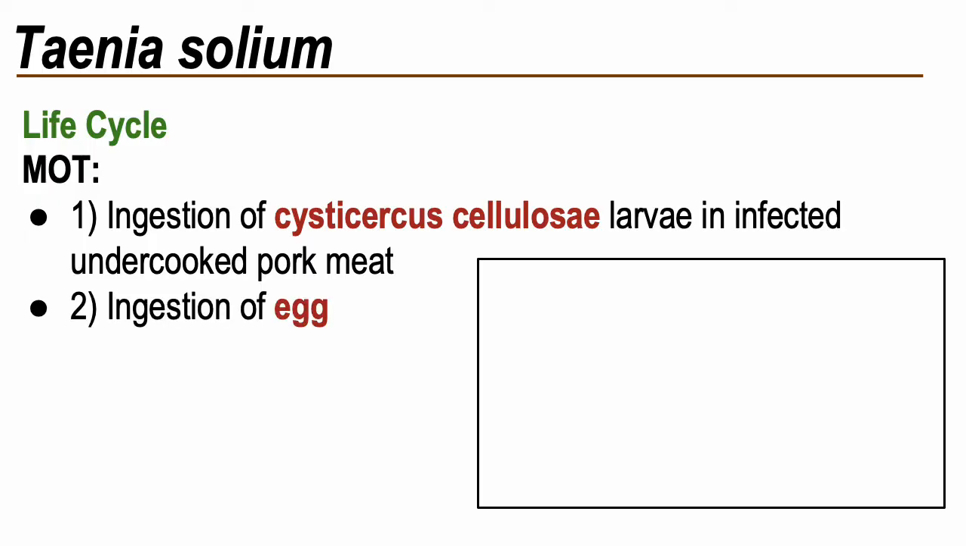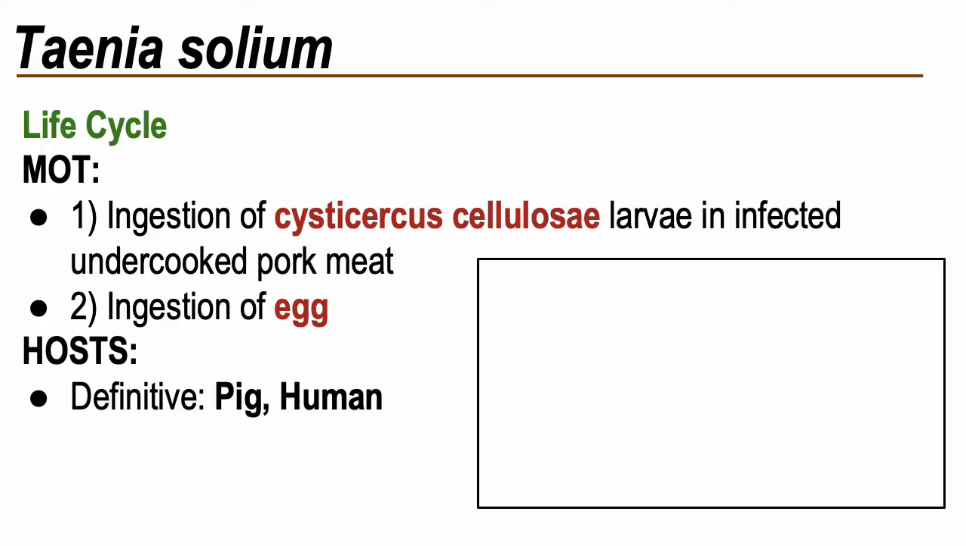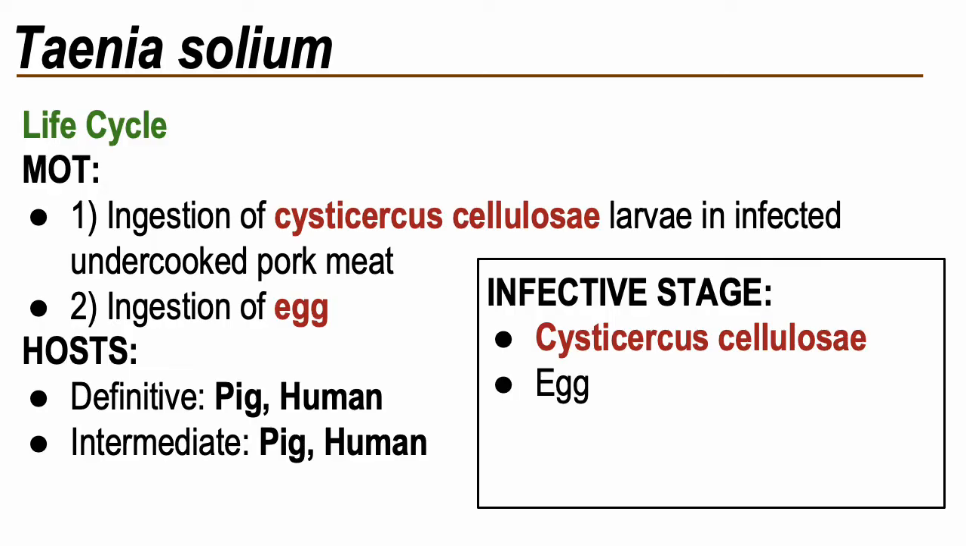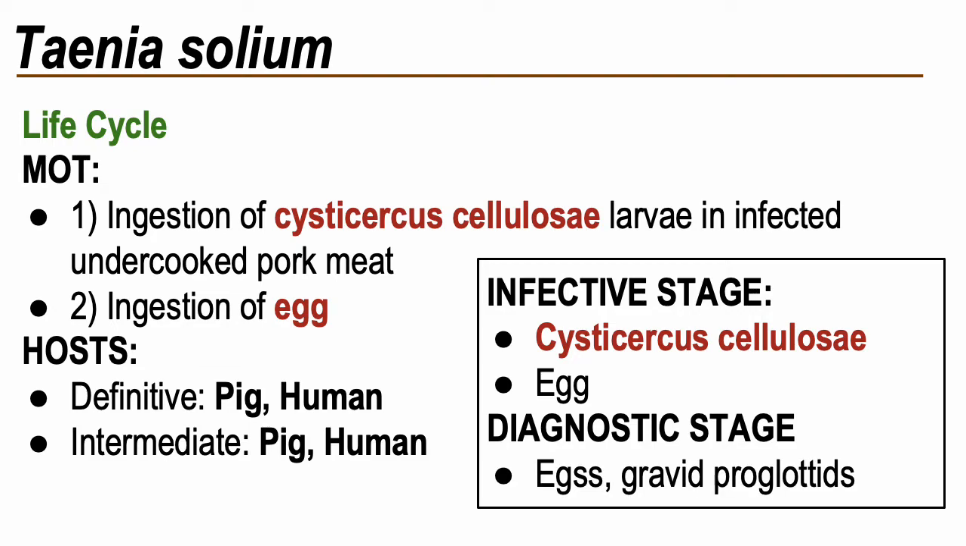The next one is the direct ingestion of the eggs of Taenia solium, especially through contaminated water or food. Again, the definitive host for this parasite is pigs and humans, and the intermediate host, pigs and humans as well. The infective stage of this parasite is the Cysticercus cellulosae or the infective larva. This is usually the most common, but in other cases where eggs are ingested, eggs can also be the infective stage. While the diagnostic stage that we can use to differentiate the species is through their eggs and gravid proglottids.